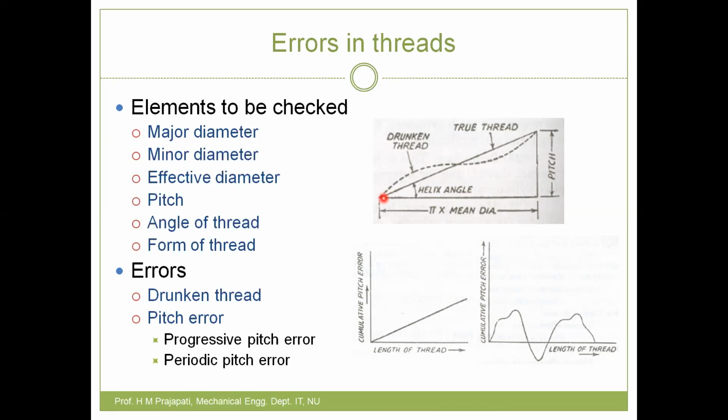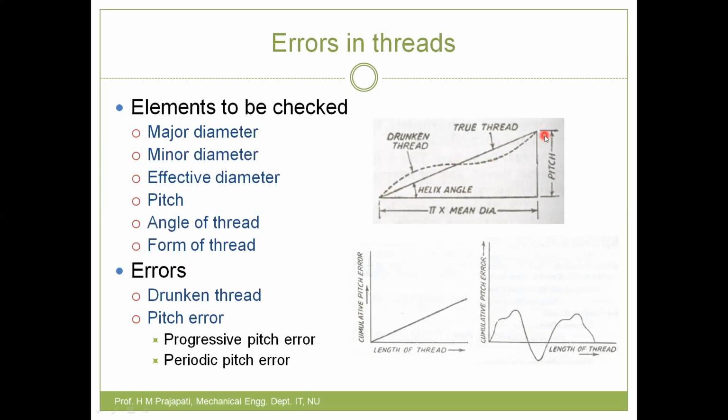If you open out that lateral surface of the cylinder and indicate the path, or locus, of that moving point, then you get a straight line, as we have already discussed earlier. But drunken thread means that instead of this straight line, you get this type of wavy profile. So it is an error in the form of the thread: instead of a straight line, we have this type of uneven thread.